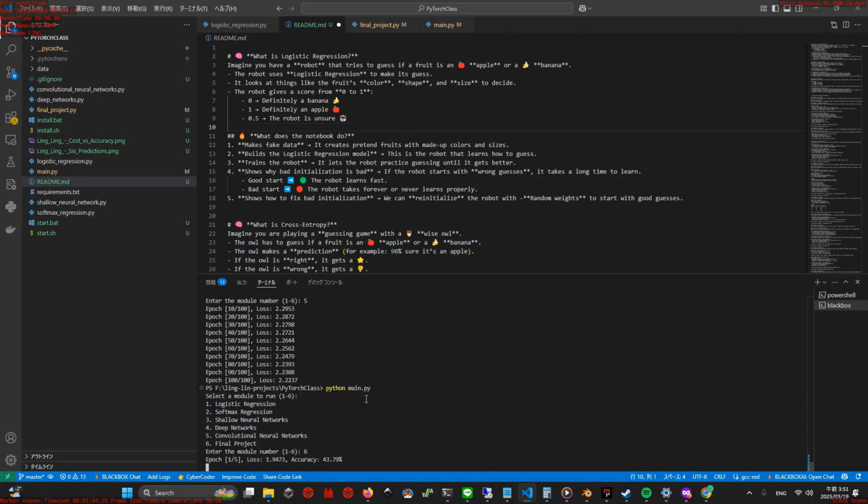To make it smarter, we add more neurons, tiny workers that process information. More neurons mean better learning, fewer mistakes, and the ability to solve harder problems.